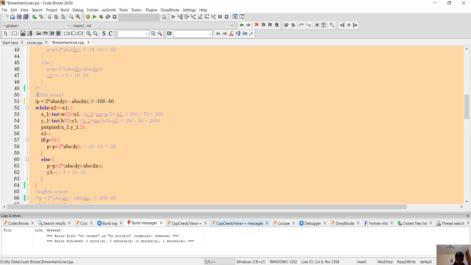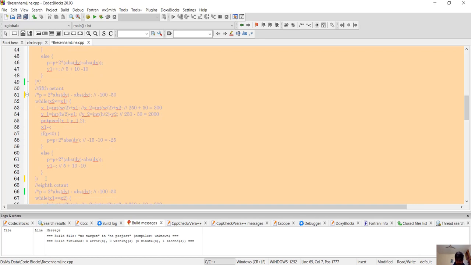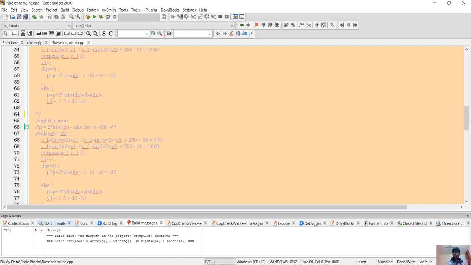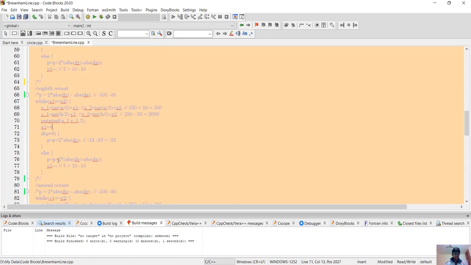Jumping to our eighth octant, which will work like our fourth octant and our first octant. Similarly, in our eighth octant we have to move in the positive x direction and negative y direction. Dy will come first. Dy first, x positive and y negative.